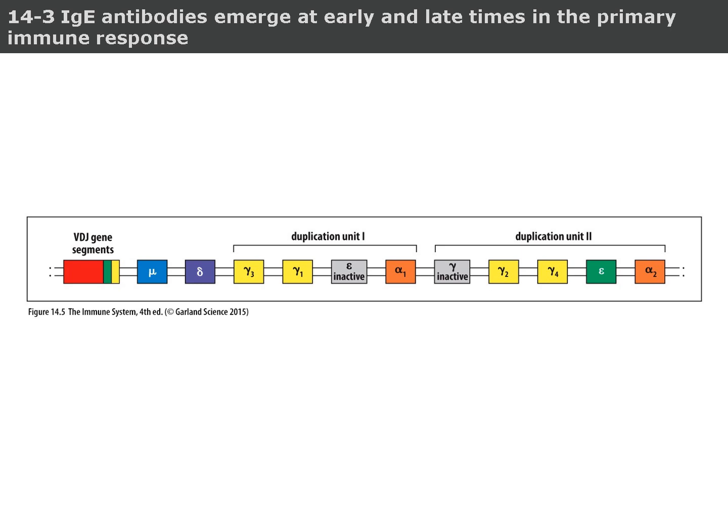This arrangement explains why immunoglobulin E can appear both early and late during an immune response, depending on which Jones segment is targeted during class switching.